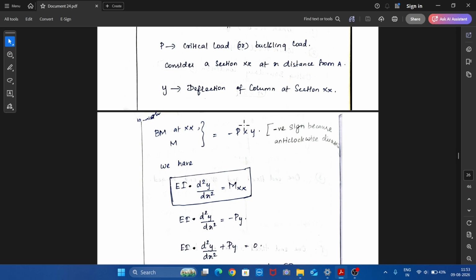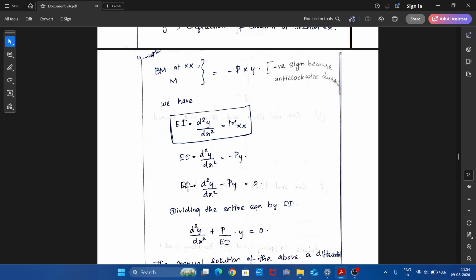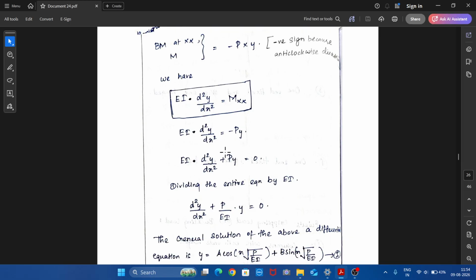Then we have the second order differential equation of all flexural problems or all bending problems, which will be useful for all beams. So we will substitute the values here. EI d squared y by dx squared equal to minus Py. Bringing this minus Py to the left side, EI d squared y by dx squared plus Py equal to 0. Now dividing this entire equation by EI, we get d squared y by dx squared plus P by EI into y equal to 0.